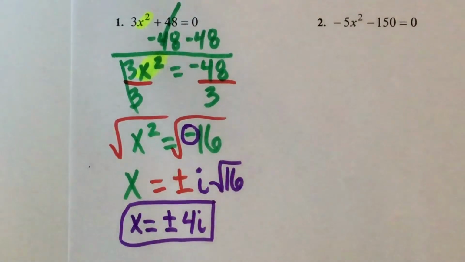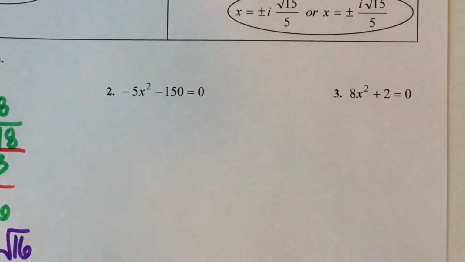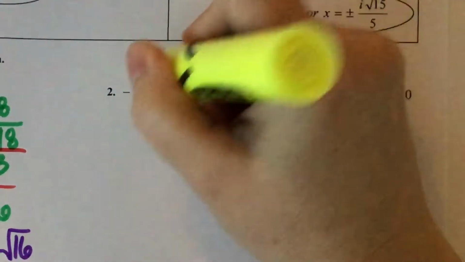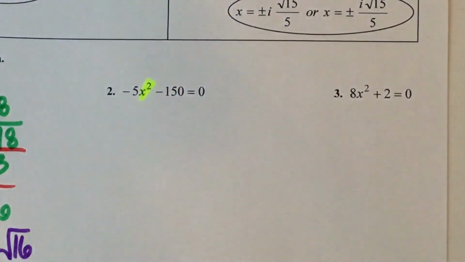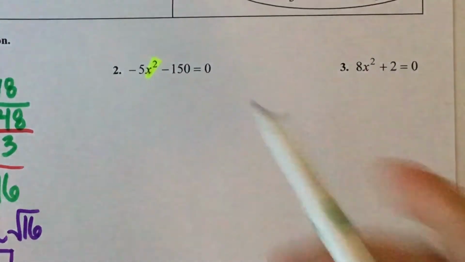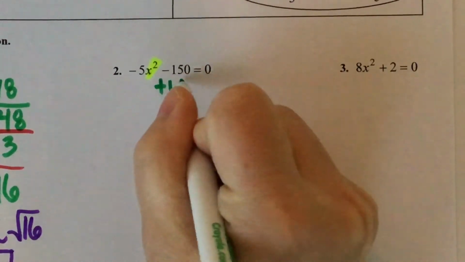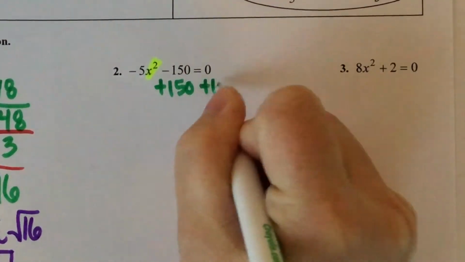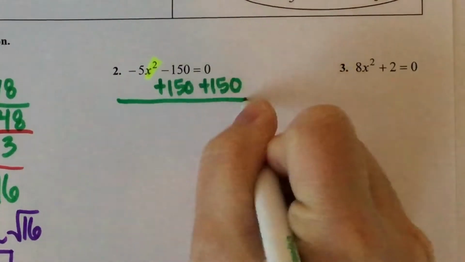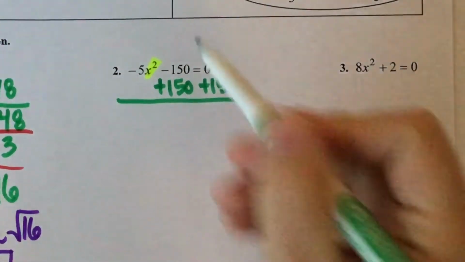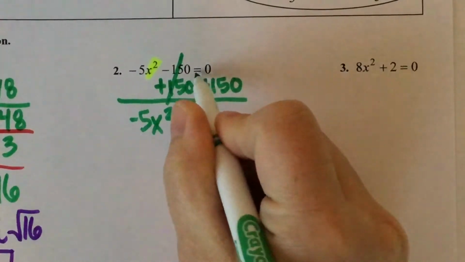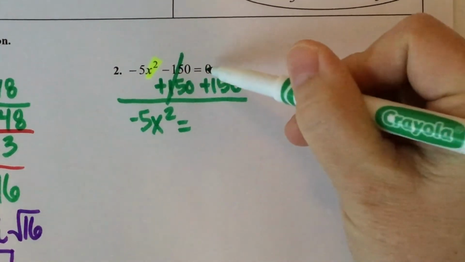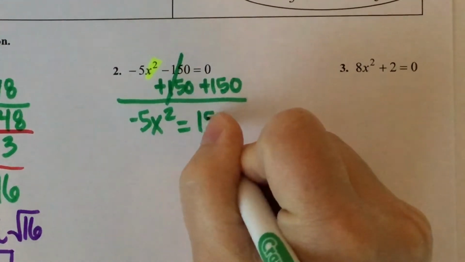Okay, number 2. Once again, there is no x. So, square root method it is. What are you going to do first? Add 150. We tend to always get rid of addition, subtraction first when we solve equations. So to get rid of subtraction of 150, we want to do the opposite and add. That negative 5x squared comes down. That equals comes down. And then 0 plus 150 makes 150.